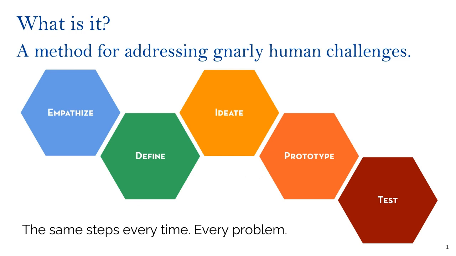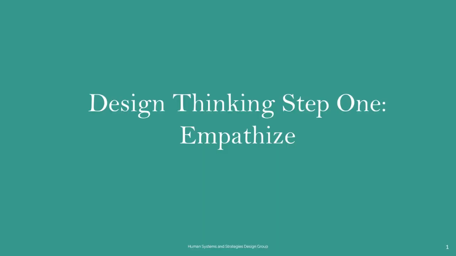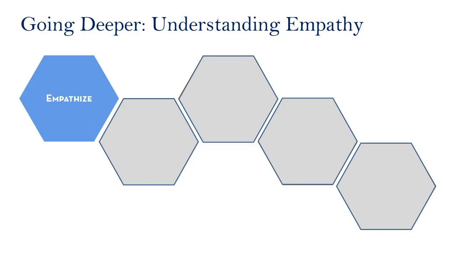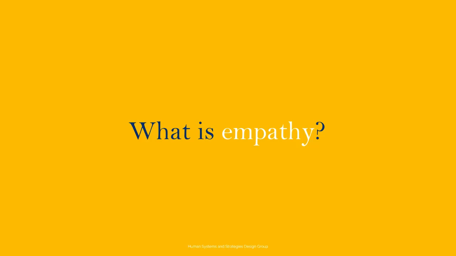So systems thinking and design thinking together are a method for addressing gnarly human challenges, and it's the same steps every time with every problem. The steps are empathize, define, ideate, prototype, and test. And we'll go through each of those steps in our work together. So let's talk about step 1, which is empathize. Let's go a little deeper and understand empathy.